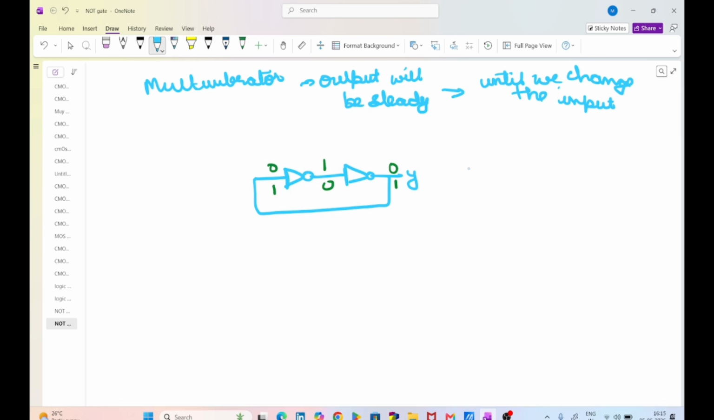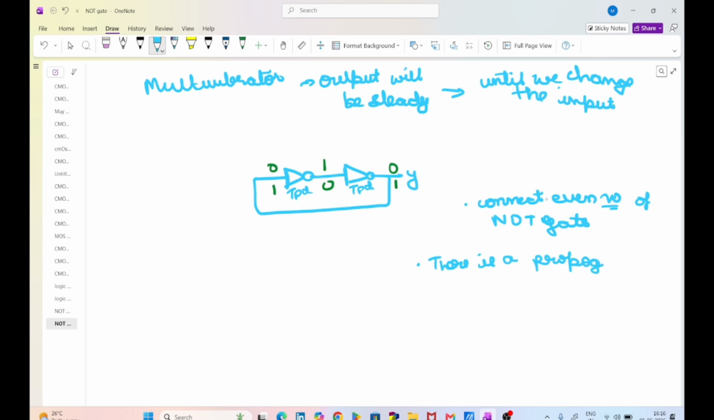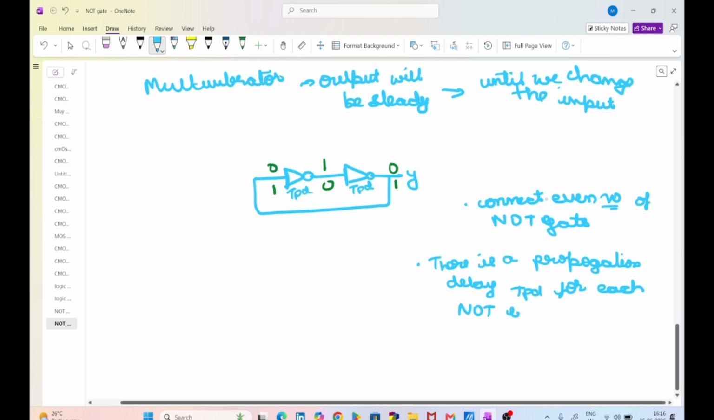Here also there is a propagation delay for each gate, TPD. Connect an even number of NOT gates. There is a propagation delay TPD for each NOT gate.